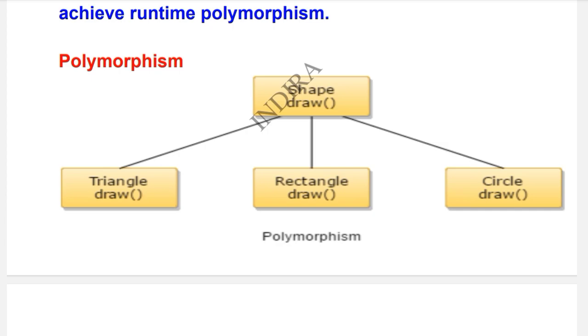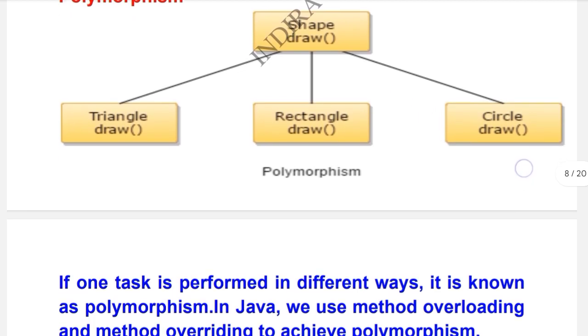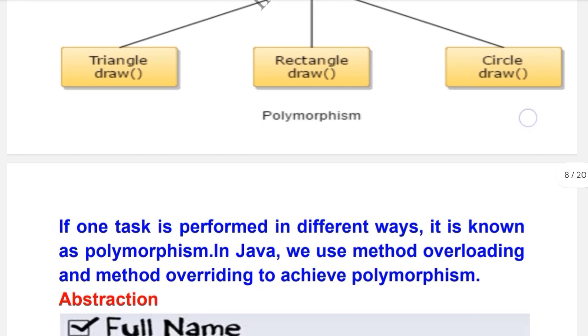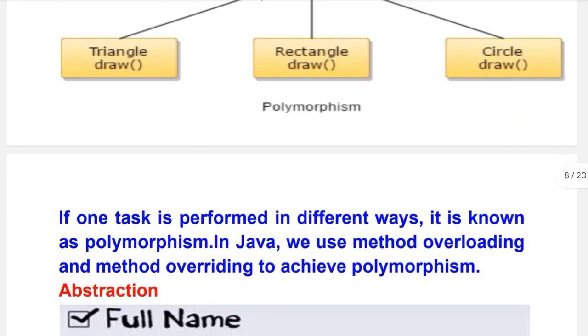So that question is a single unit question, whereas the answer is in different ways. Polymorphism is doing one task, that means performing one task in different ways. In Java, if you want to work with polymorphism, then we use method overloading and method overriding. In programming terms, we know these definitions.